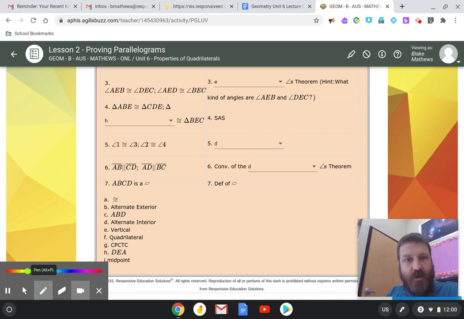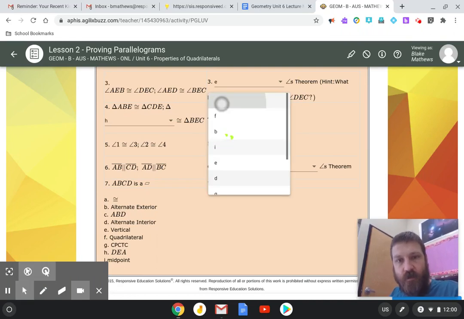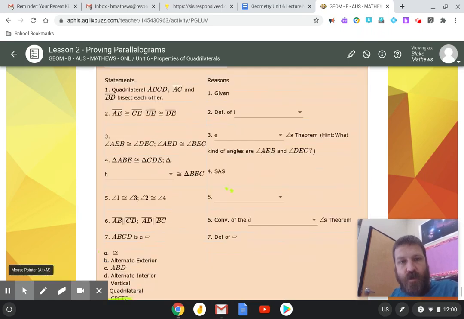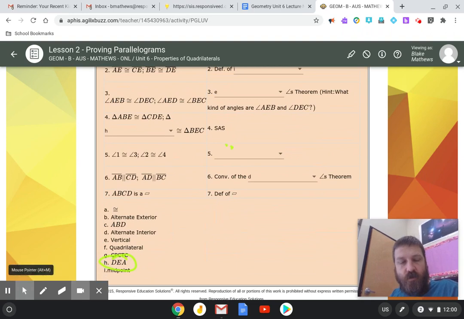All right, I had to restart the video. I had a little bit of an issue with the tools going away. So let's get rid of that. Okay, the last thing I had said in the previous video was that DEA was our answer for our triangle. Make sure you caught that. So that's why we have H for the triangle.